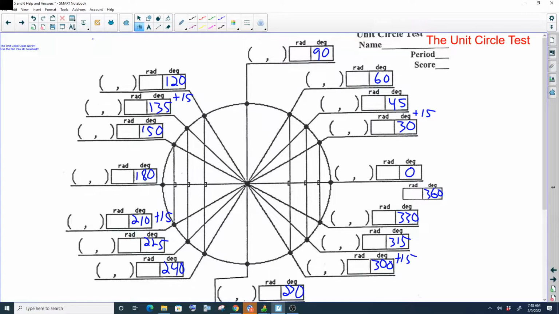There's our degrees done. Then radians is going to be adding by pi over 6. So 1 pi over 6 goes here.